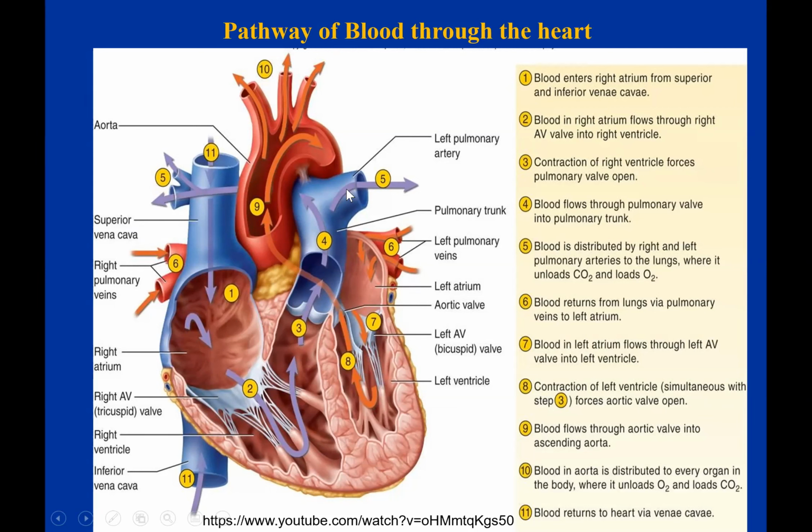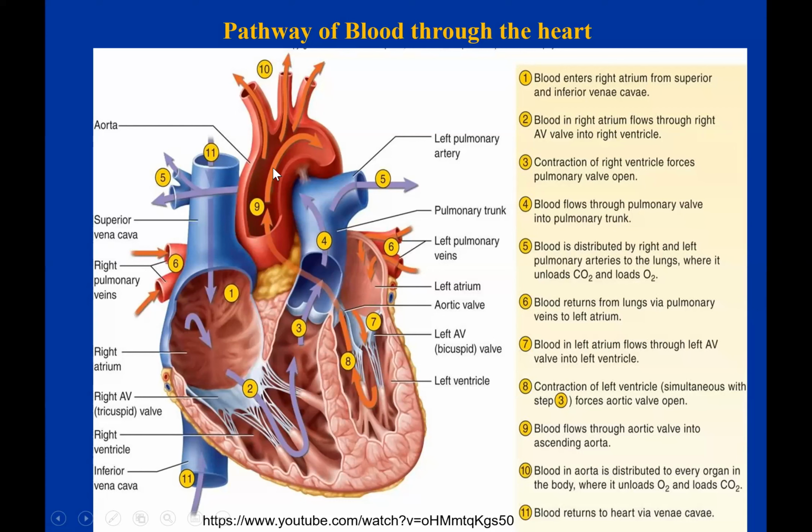So number 4, blood flows through the pulmonary valve to the pulmonary trunk. Then it goes to the lungs, where it gets oxygenated. It comes back to the heart through the left and right pulmonary veins to the left atrium. From the left atrium, it will cross the bicuspid valve and fill up the left ventricle. When the left ventricle contracts, it will push the blood to the aorta.